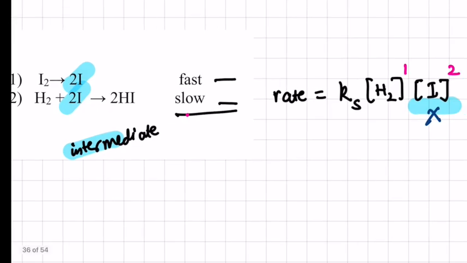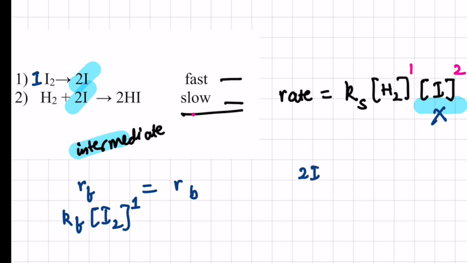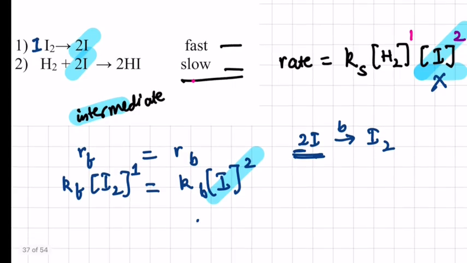Steady state approximation. I go to my fast reaction, where rate forward would equal rate backward. The forward rate would be K forward times I2, and the coefficient is 1, so raised to power 1. And the backward reaction, if you need to, you could write the backward reaction again for yourself. So this is the backward reaction giving I2. The rate for this backward reaction would be the constant Kb times the reactant, which is I squared, for the 2 in the balanced chemical equation. Then you have to keep in mind what you were trying to isolate: the concentration of I squared.